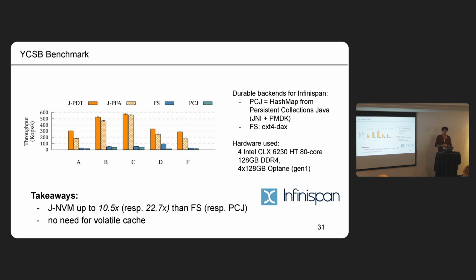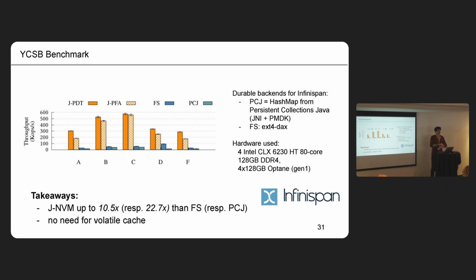And we compare it in this graph versus the file system approach, and that is like natively what InfiniSpan is providing, and also PCJ. So this is the Java layer on top of the PMDK of Intel. And so we do this with this machine, but we use a single socket, and we have 4 DIMMs of Optane generation 1. And we have the comparison here.